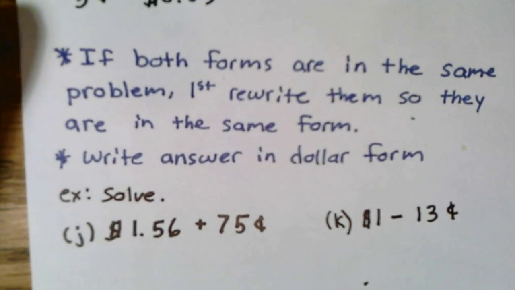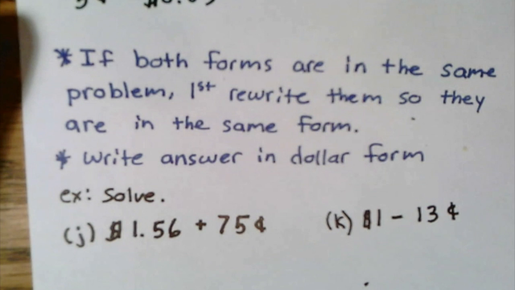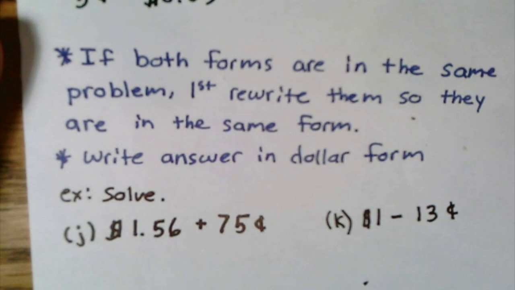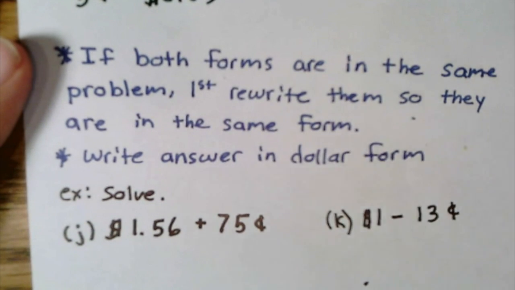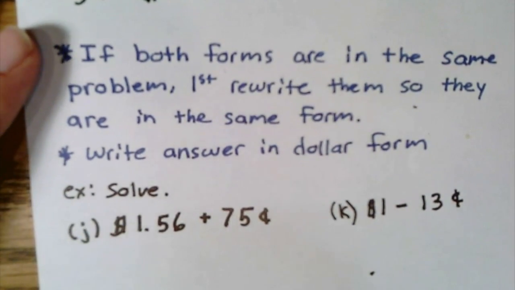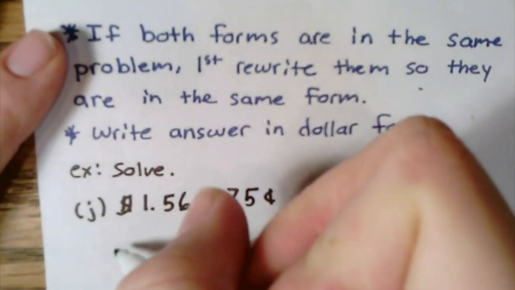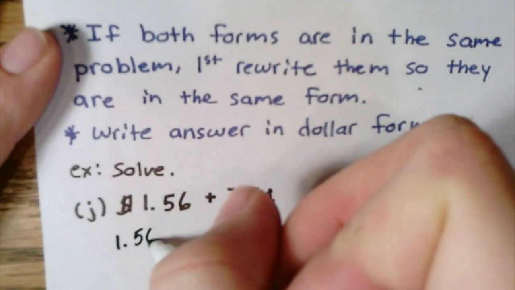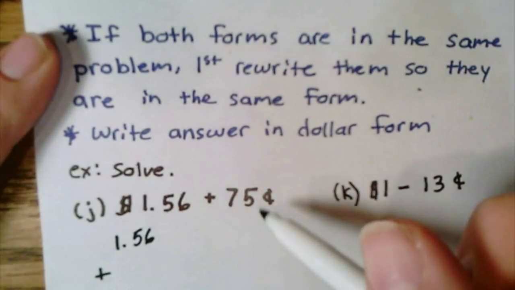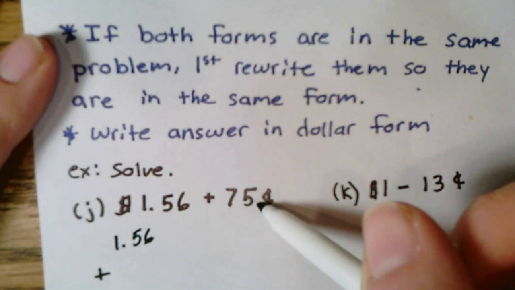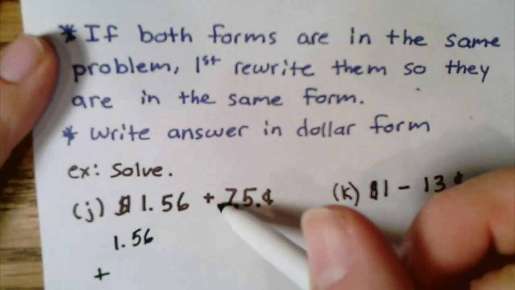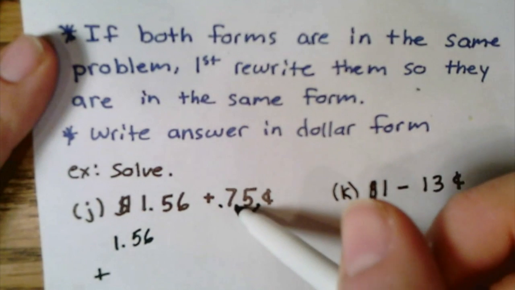If both forms are in the same problem, first you need to rewrite them so they are in the same form, and then you're going to write your answer in the dollar form. And that's because usually money is written in the dollar form, especially if you're finding a sum of it. So let's look at this one together. So we have 1.56 plus, and now I'm going to take 75 cents and make it into dollar form, which basically is moving the decimal 2 places.